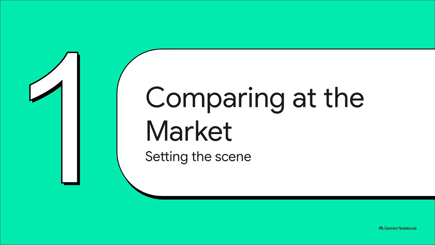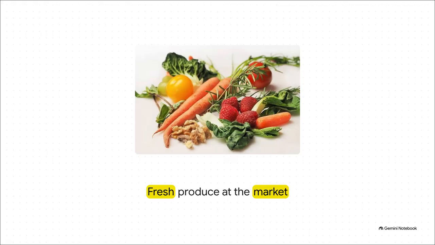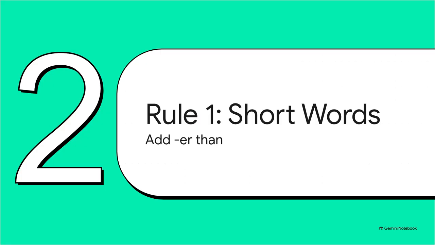Okay, Section 1, comparing at the market, setting the scene. I want you to look closely at the wonderful variety here. We've got bright orange carrots, deep red raspberries, shiny yellow tomatoes, and tons of leafy greens. Notice how the carrots are all different sizes. Some are long, some are really short. And check out those raspberries. They look incredibly fresh. If we want to tell a friend which vegetable we actually want to buy, we have to compare them. We basically need a way to say that one item has more of a certain quality than another item.